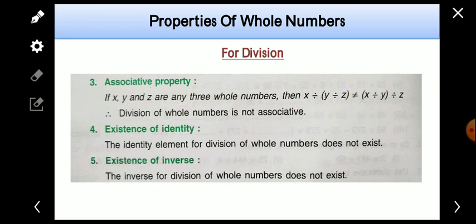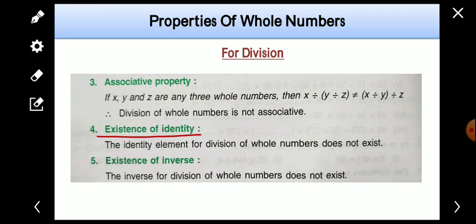The numbers are the same and all are in division, but if we change the grouping of the numbers, then the answer will differ. It means we can say that division of whole numbers is not associative. We can't make a different group of the numbers. We can't change the grouping of the numbers in division.